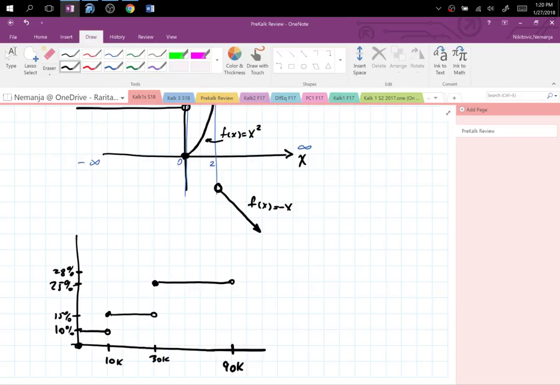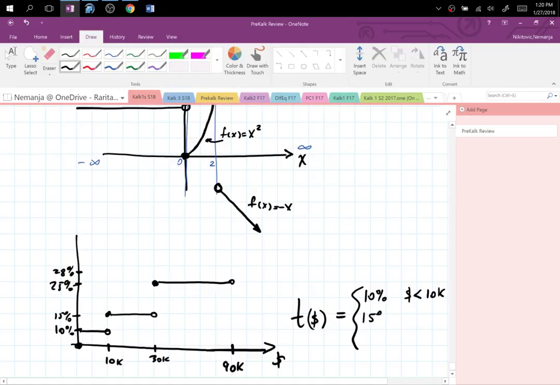Clearly your domain is partitioned 0 to 10,000, 10,000 to 30,000, 30,000 to 90,000, and those go on, and the percents will go. So if you are making this tax function in terms of money, the tax function is going to be 10% tax for money less than 10,000, 15% for money between 10K and 15K. You get the idea of what it was.